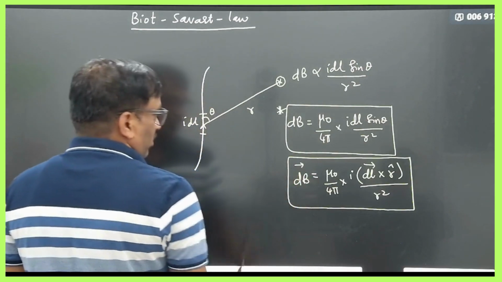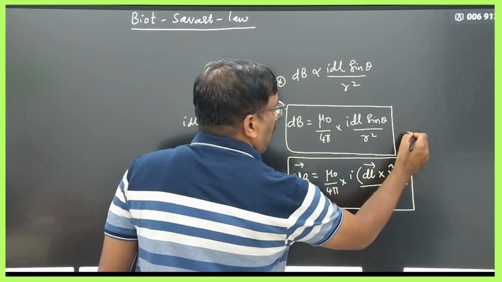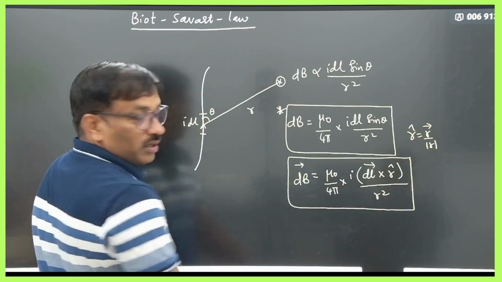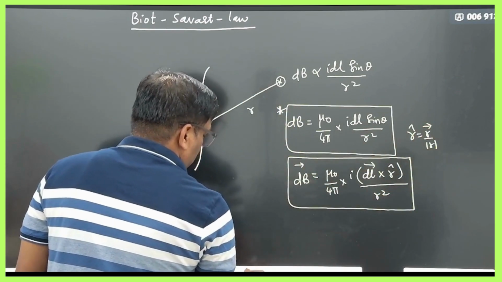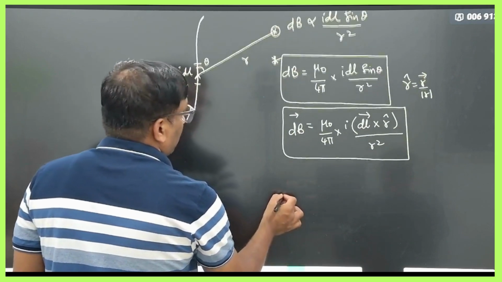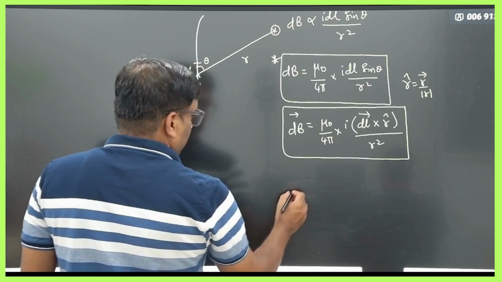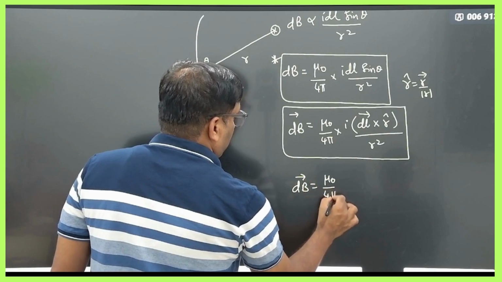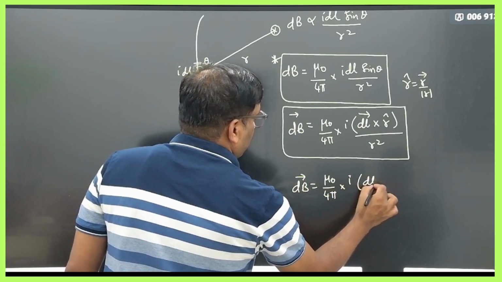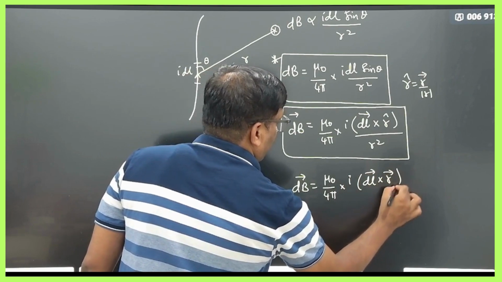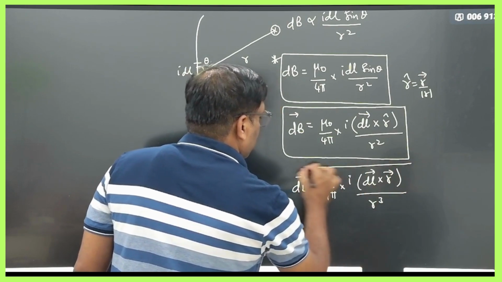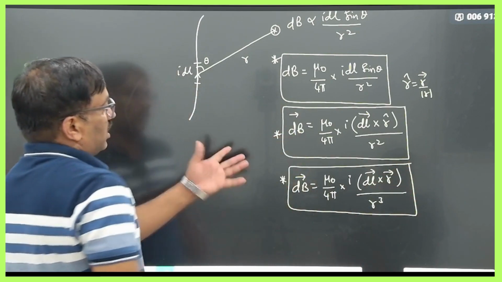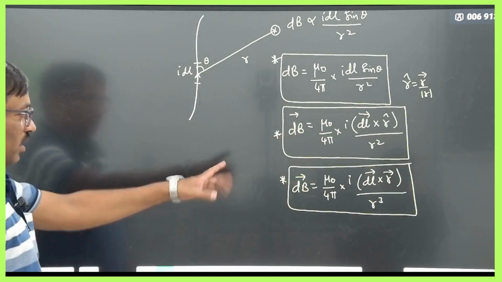One more way we can write this. We know that r cap can be written as r vector by modulus of r. So we can rewrite it as dB vector equals mu naught by 4 pi into I into dl cross r vector divided by r cube. These equations may be asked in the examinations, so please be careful with them.